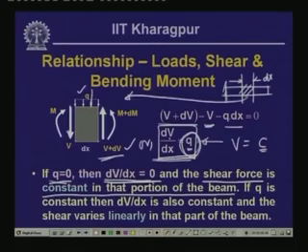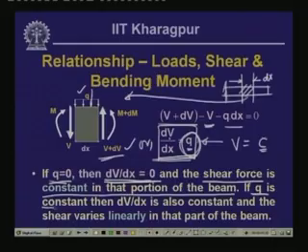Now, if q is uniformly distributed over the length of the beam or a portion of the beam which we are considering, then dV/dx is also equal to q, which is constant. Now, if we integrate it, then we get V, which is varying linearly over that particular portion. So, if we have q which is constant or uniform over the portion, then dV/dx is constant, and consequently the shear force will be varying linearly in that part of the beam. So, this is what we get from this particular diagram.